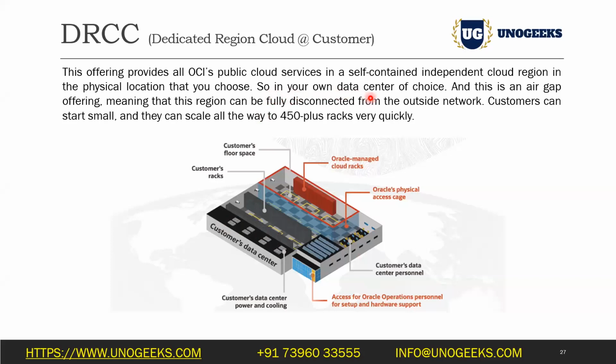So in your own data center of your choice, and this is an air gap offering, which means that a region can be fully disconnected from the outside network. You don't have to connect from an outside network in this scenario. The customer can start small and scale all the way up to 450 plus racks very quickly. They can start with a small 2 node rack and then go up to 450 plus racks very quickly in this DRCC, which is called Dedicated Region Cloud at Customer.